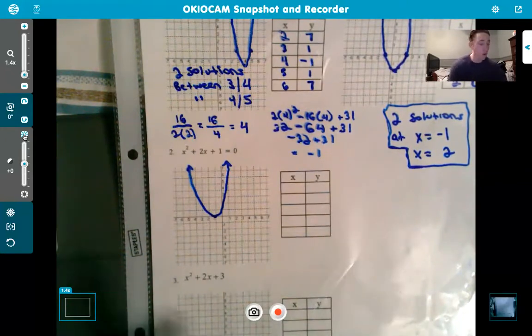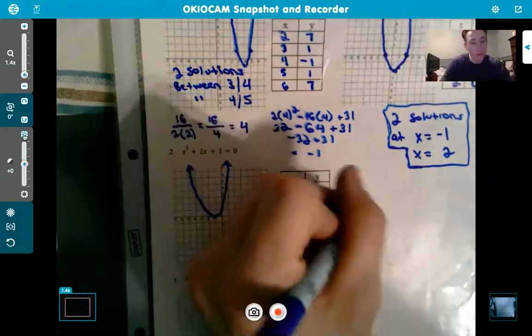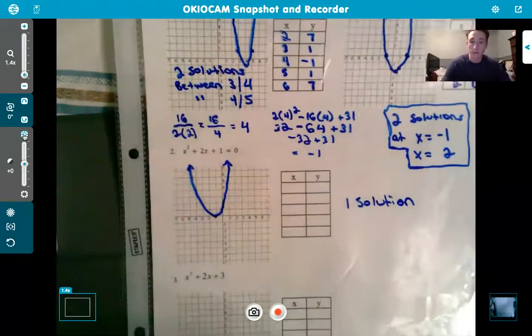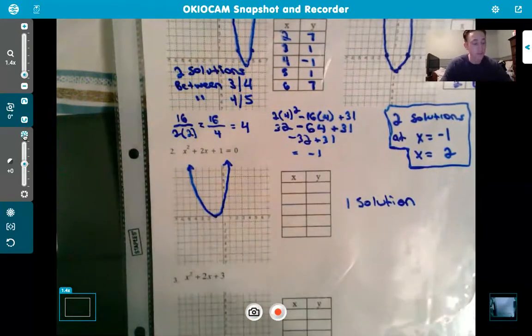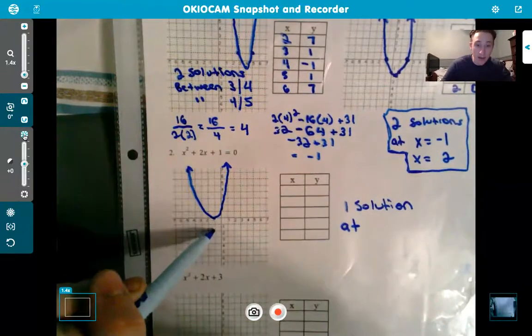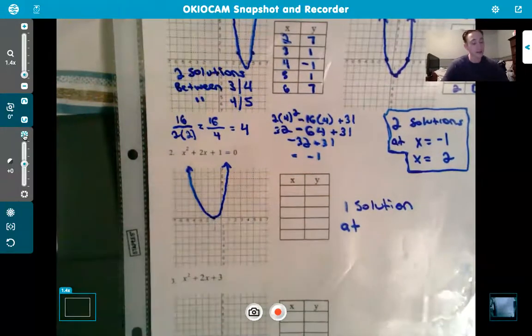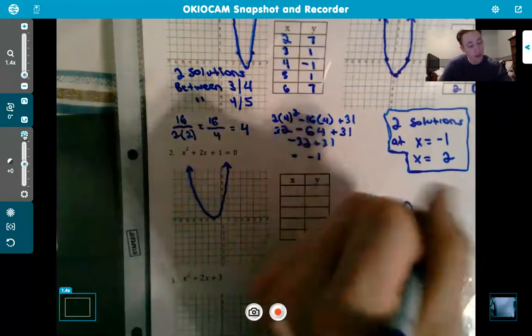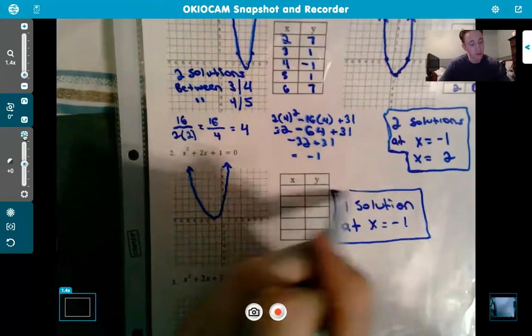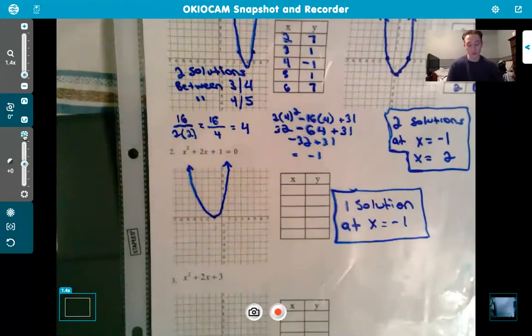So if you're given a question like this on the quiz, or you found that you have a graph like this after maybe finding the table and going through all your values, you would say that you have one solution when it just touches that x-axis. And the solution is at the point where it touches the x-axis. In this case, I'm at -1 when I touch the x-axis. So it'll be one solution at x equals -1. And that is how you would write your answer.